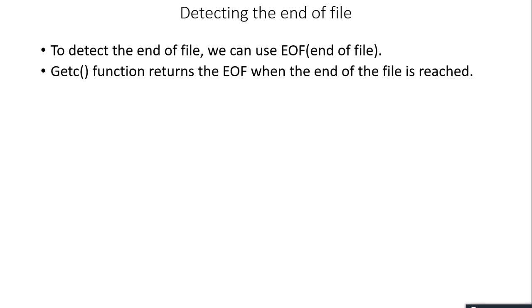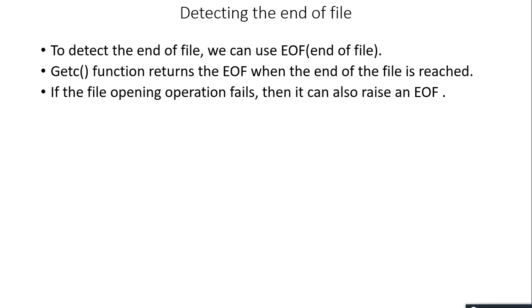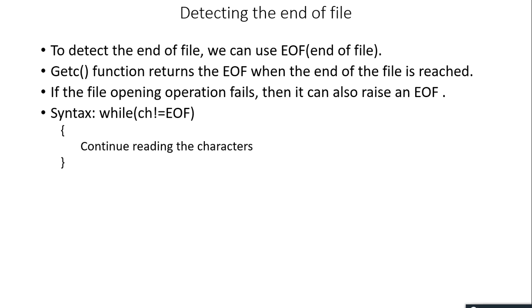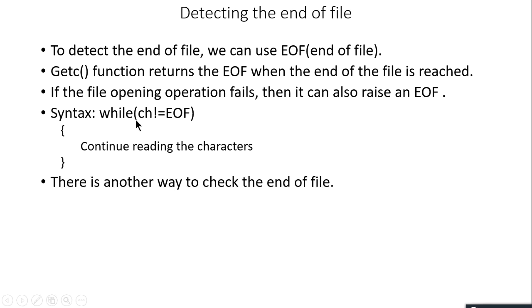To use this EOF, you can use the getc function. The getc function returns EOF when the end of the file is reached. But there's a problem with getc and EOF: if a file is not opened because of any reason, such as an error in file opening, then it will again return EOF. To use EOF, you can do this. In the syntax, you can say while getc, and inside the parameter of getc you pass ch and compare it with EOF. As long as you don't get EOF, you can continue reading the characters from the file.